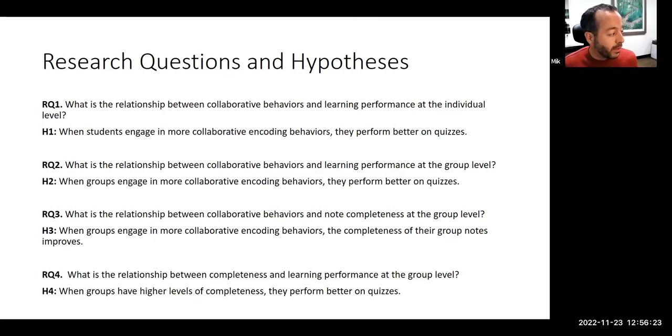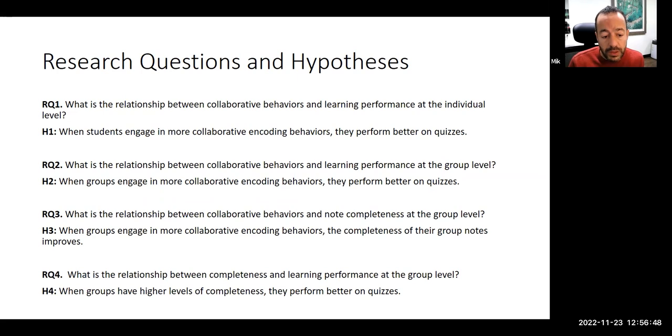So I had some research questions and hypotheses, but just to save time, let's skip straight to the hypotheses. These are simple. I just thought that when students engage in more collaborative encoding behaviors, they're going to perform better on quizzes at the individual level. If they do that at the group level, they're going to perform better on quizzes. They're going to have better recall.